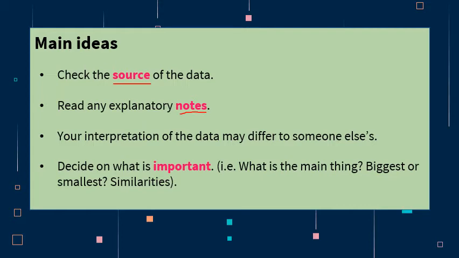And lastly, where you've got a whole lot of data in front of you, just decide on the most important things to talk about. That's really what are the main messages, the main things this data is telling you? You could go through and say something about everything in that graph, but you really want to look at the biggest changes and the smallest changes. Or if there's a whole lot of similarities, look at those similarities.